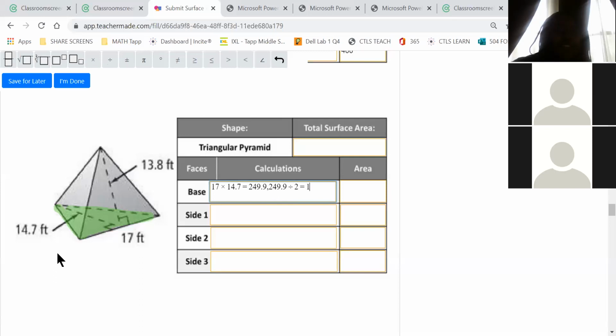And that's 124.95. So the area of my base is 124.95. So now I'm going to check out my sides, these triangular lateral faces. They are congruent. So I'm solved for one, and I'll know the answer for all 3 of them. Let's go ahead and get this colored in for you.